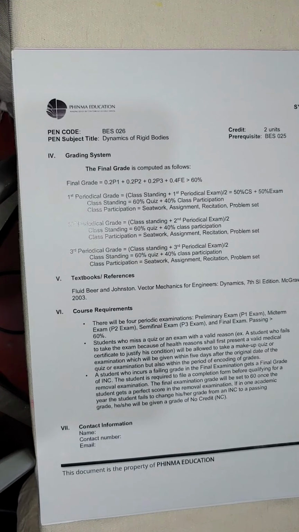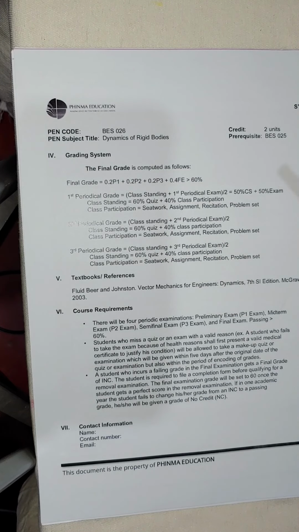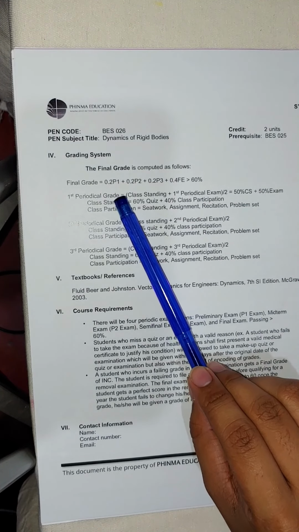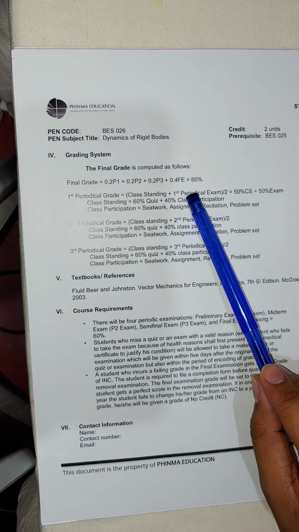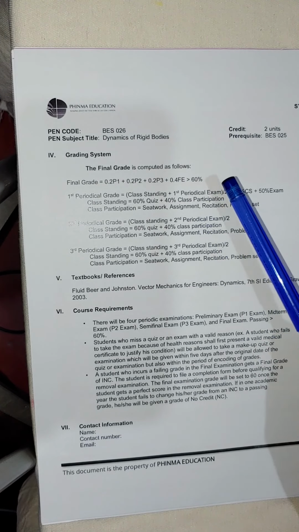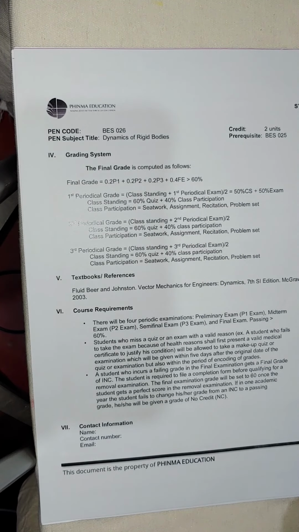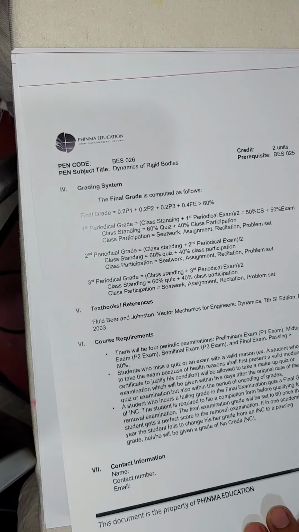So for our grading system, we will have four exams: the first periodical, second, third periodical, and then the final exam. Your final grade will be 20% each of the first, second, and third periodical, and 40% of the final exam grade. And it should be greater than 60% to pass this course or subject.